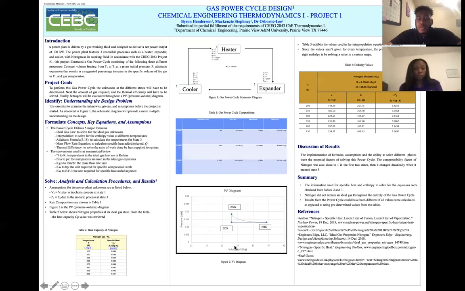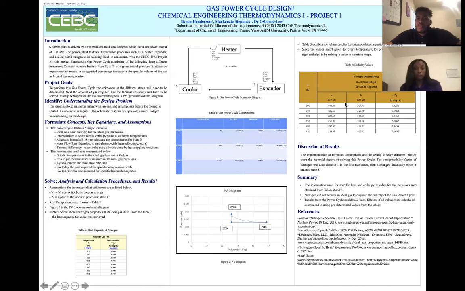Figure 2 is our PV diagram, also known as our pressure volume diagram. Each pressure and volume that we found at the different states, we just plotted on this graph. And table 2 shows the heat capacity that we used to solve for different things throughout our process. Heat capacity is also represented as CP.